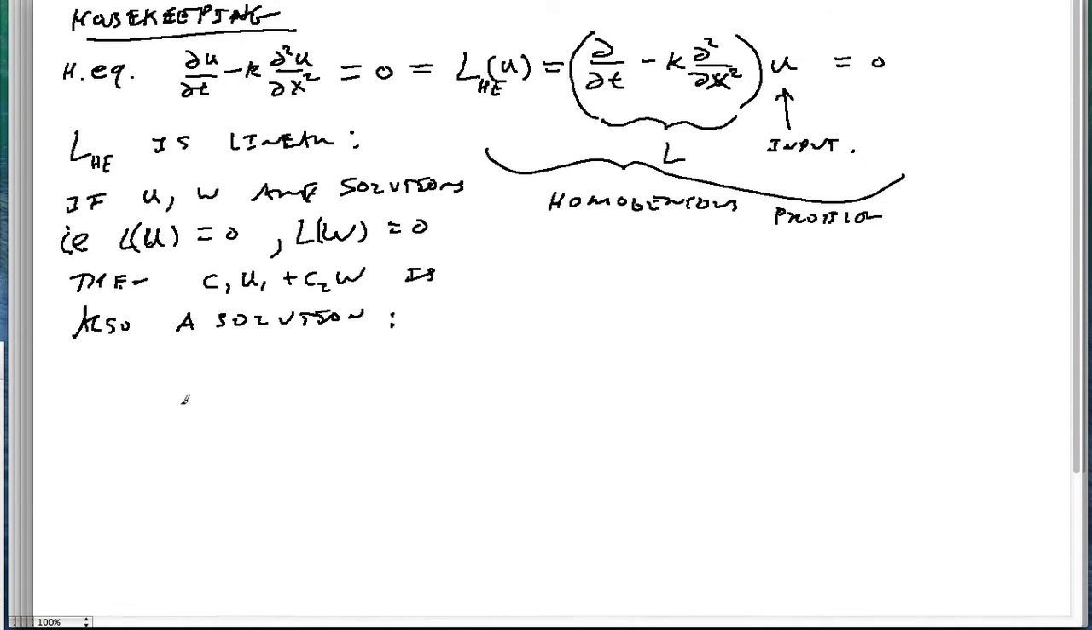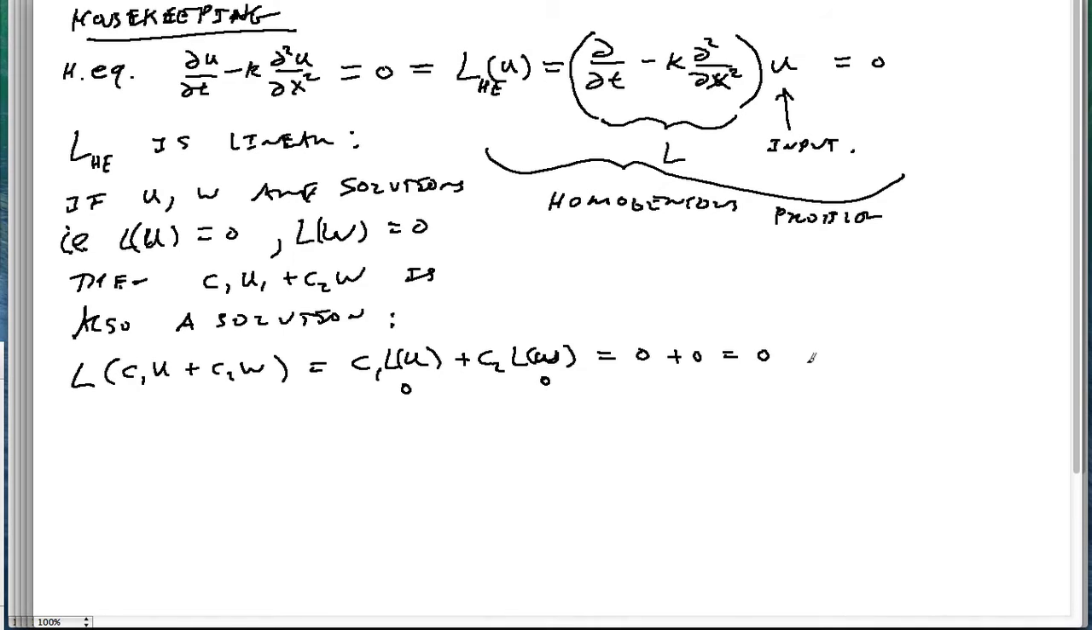So we can see this. That means that L of C1 U plus C2 W is going to be equal to C1 L of U plus C2 L of W. And because that's 0 and that's 0, that's 0 plus 0, which is equal to 0. So there we go. And that's certainly true for this operator because any derivative is linear, and even second derivatives are also linear. We're just taking the difference of these two. So that's clearly a linear operator.